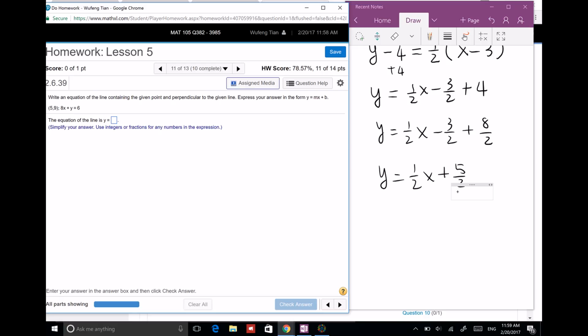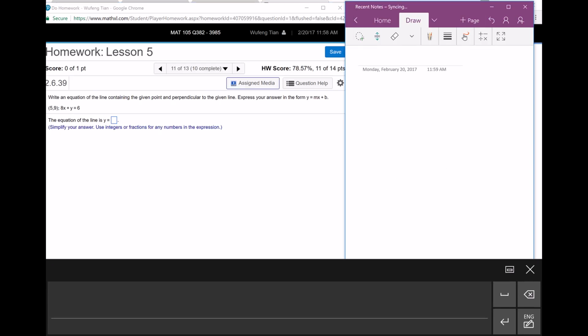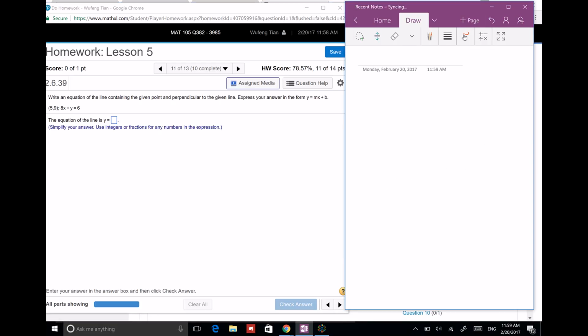Okay, next question. Write the equation of the line containing a given point. Point is given, perfect, 5 and 9. So we have x0, y0. And now we need to know the slope. And then we can use the point slope formula, m times x minus x0. Now, express the answer in the form y equals mx plus b. So the equation of the line containing a given point and perpendicular to a given line.